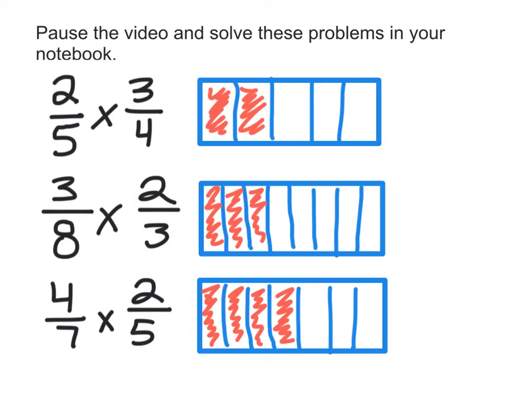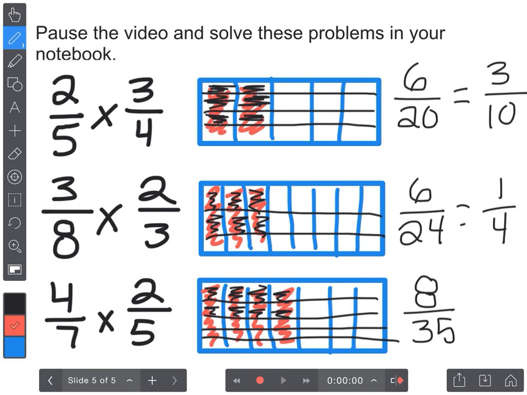Hopefully you paused the video, and now we're going to go ahead and put the answers up on the screen. So when I solved 2/5 times 3/4, I got 6/20, which could be simplified to 3/10. When I solved 3/8 times 2/3, I got 6/24, which can be simplified to 1/4. And when I multiplied 4/7 times 2/5, I got 8/35.